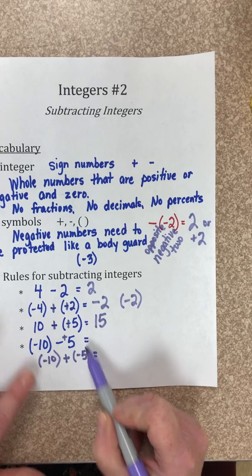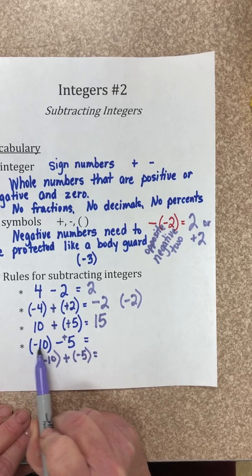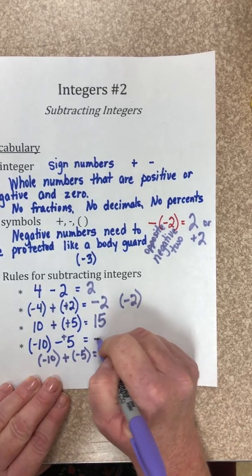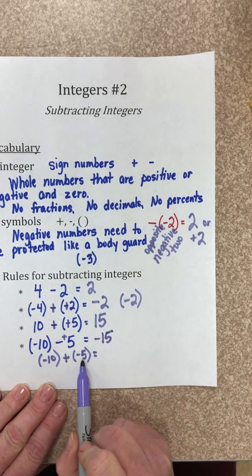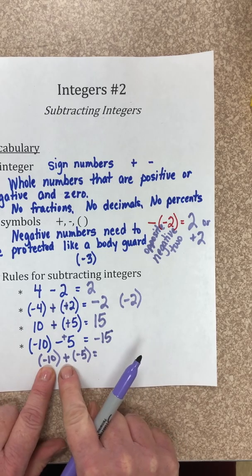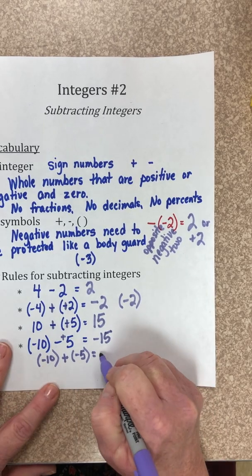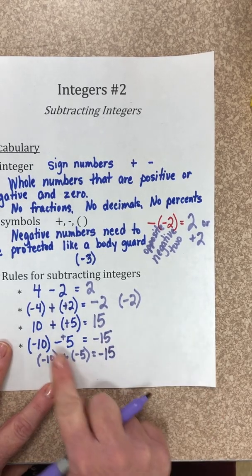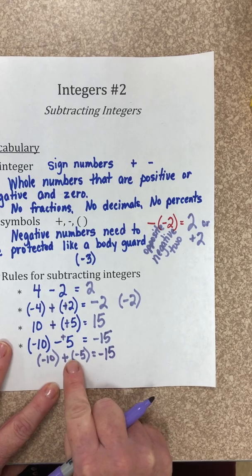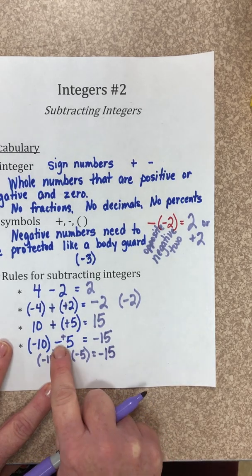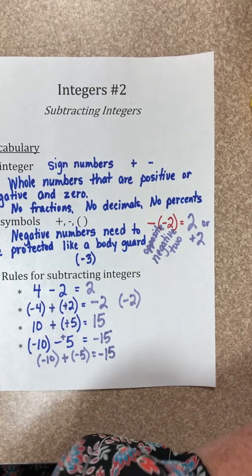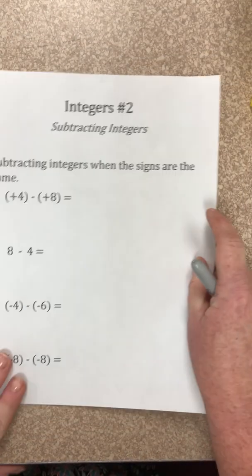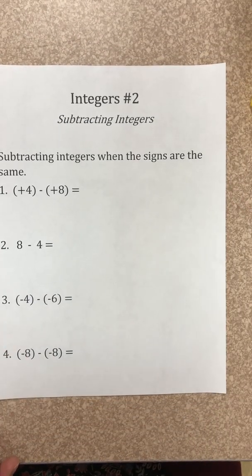Now you can do this problem either way. A negative 10 minus 5 is negative 15. But here, if I look at negative 10 and negative 5, the signs are the same, and we're adding them in this case. That's negative 15. So this switching is just a little trick if you think that adding is easier than subtracting. Okay, let's look at some examples. So first, we're going to look at subtracting integers when the signs are the same.